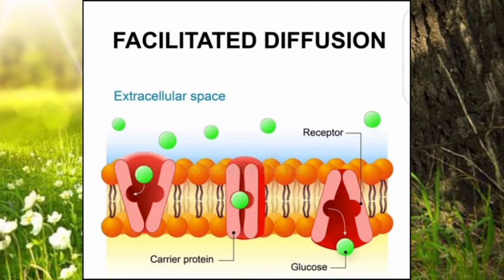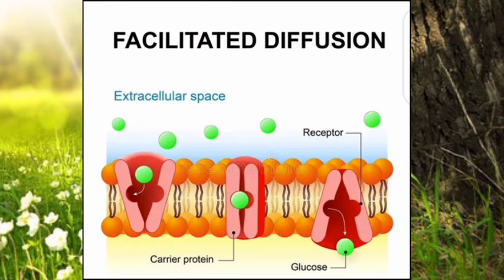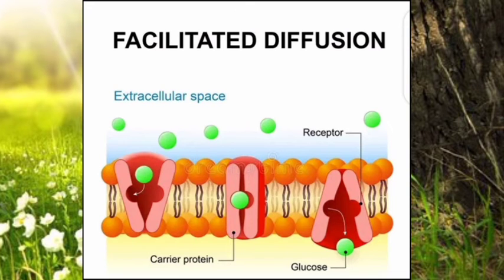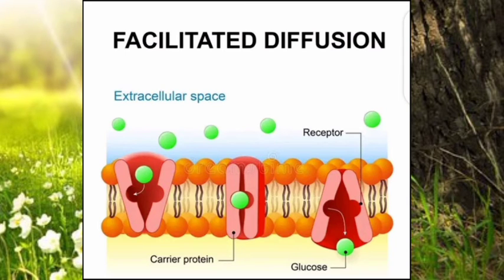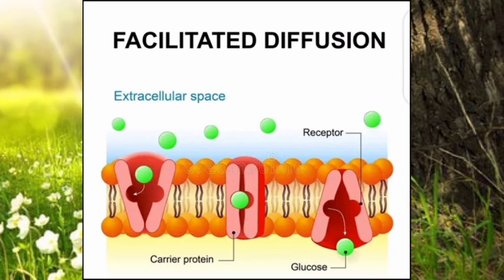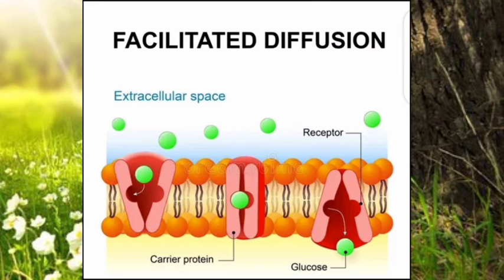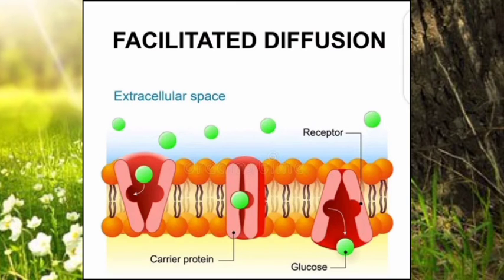For example, diffusion includes the transport of oxygen and carbon dioxide from higher concentration to lower concentration. Whereas facilitated diffusion includes the transport of glucose, sodium ions and chloride ions. So these are the differences between diffusion and facilitated diffusion.